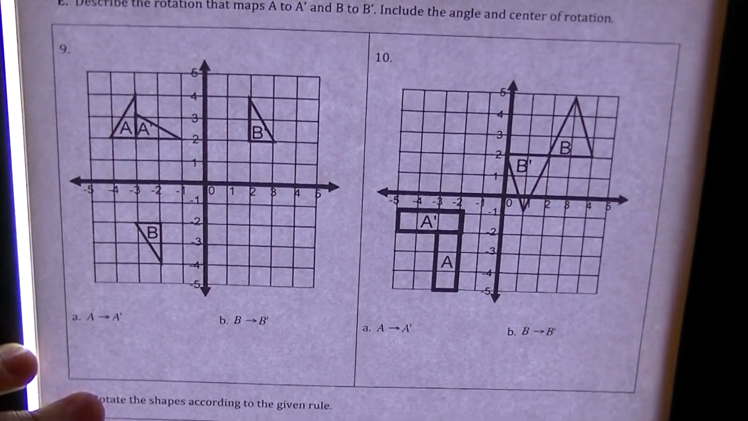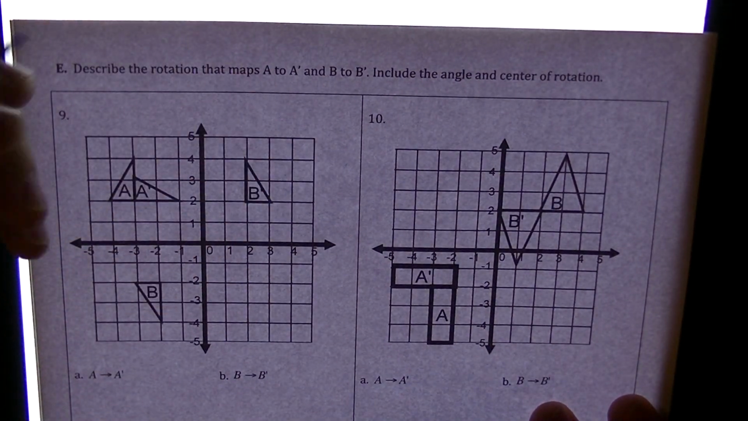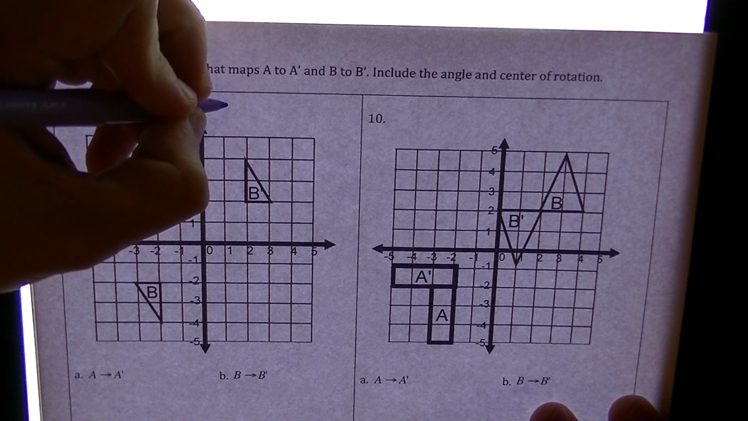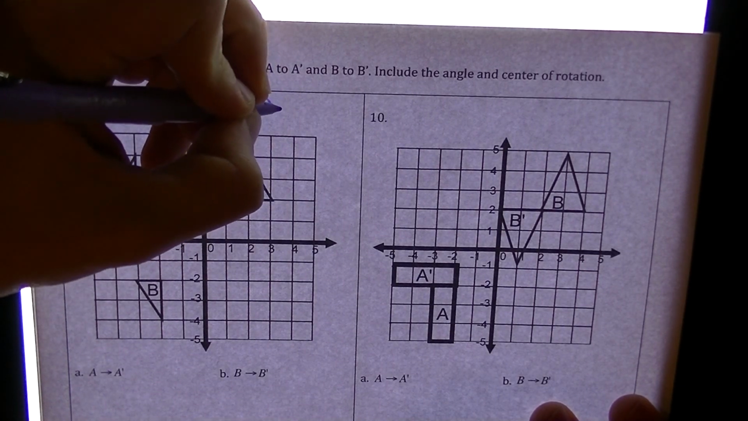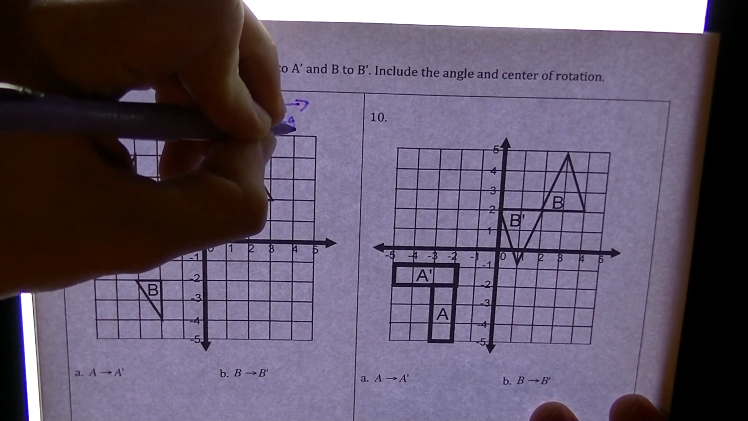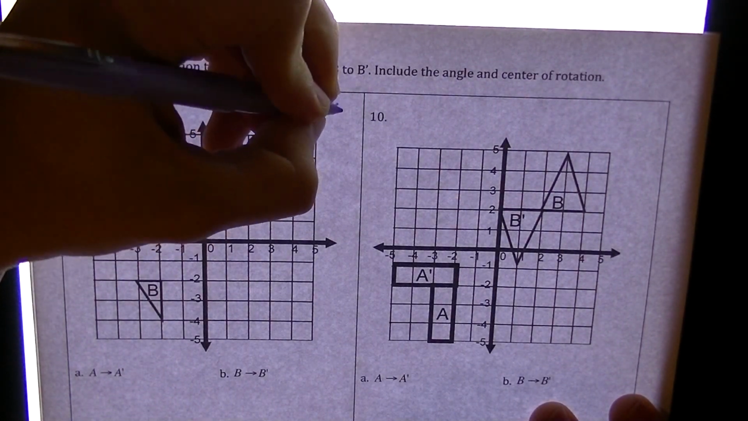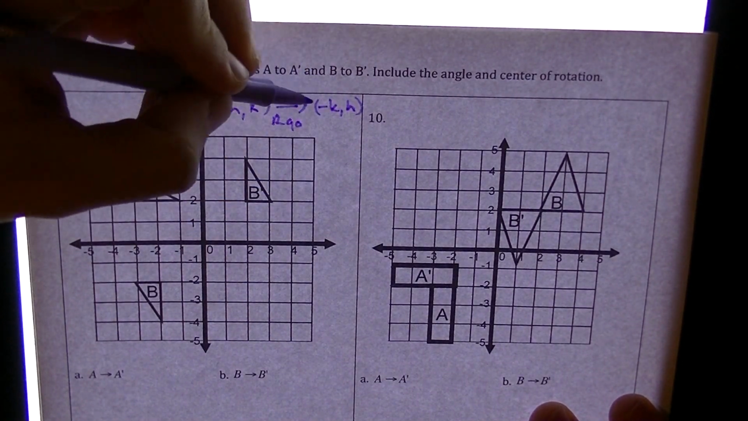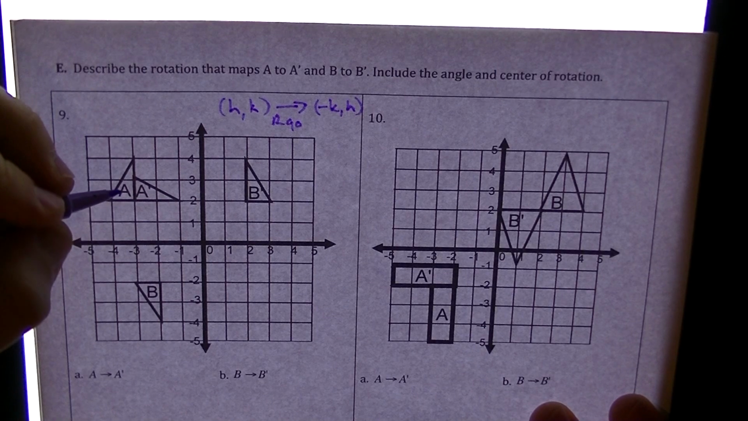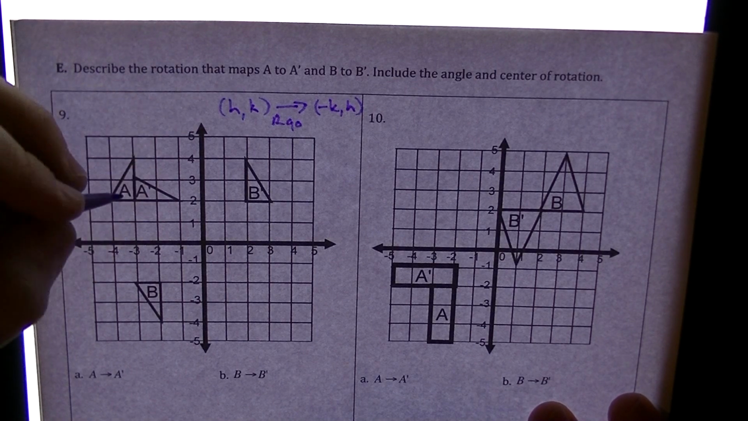One thing to remember about rotations is the basic rule that if I have a point at (h, k) and I rotate 90 degrees, it's going to get me to (-k, h). I flip them and change the sign of what's now in my x value. Describe the rotation to go from A to A prime and B to B prime.